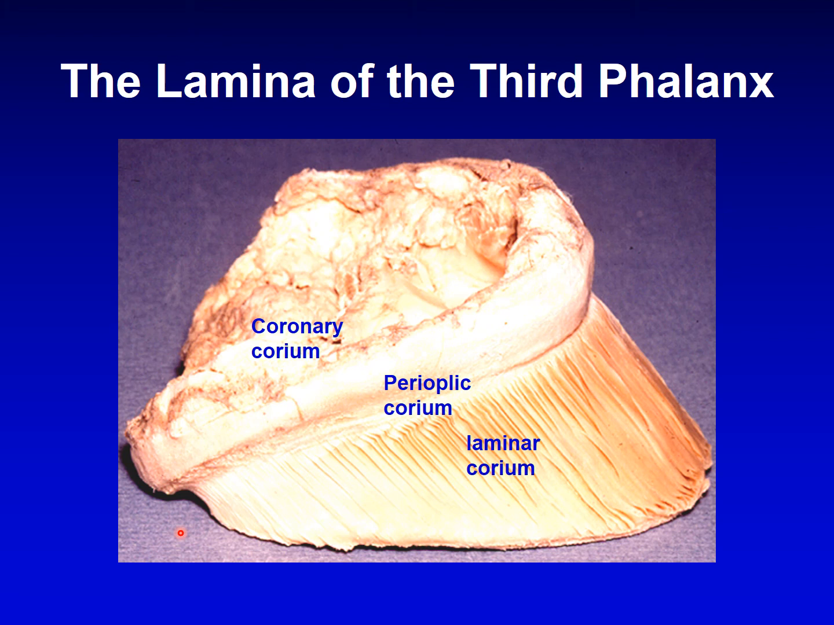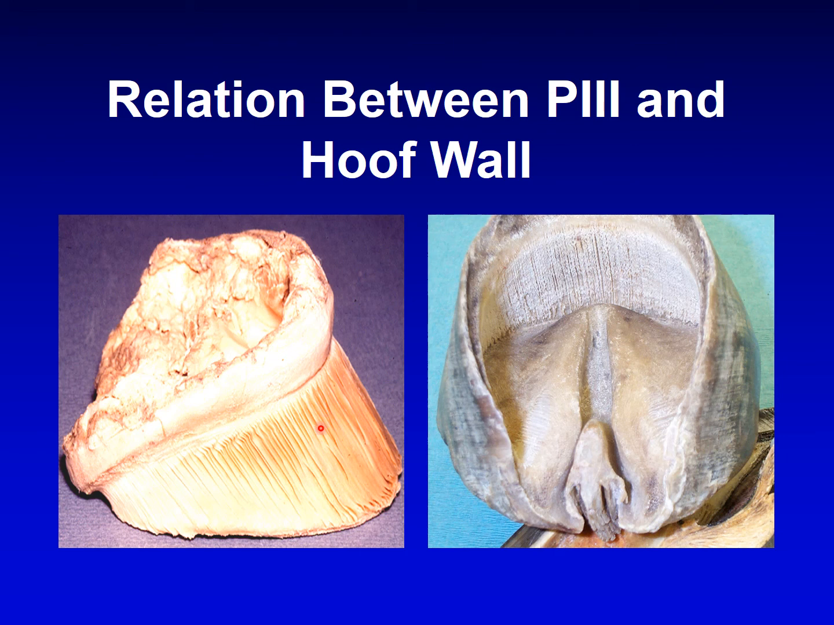Now why am I saying this? I'm saying this because this part, which is P3 and its sensitive dermal lamina, the external lamina of the dermis, interdigitates with the internal lamina of the epidermis. They interdigitate. They become one part when P3 goes inside the hoof wall. P3 gets inside the hoof wall. This lamina basically becomes interdigitating with this lamina.